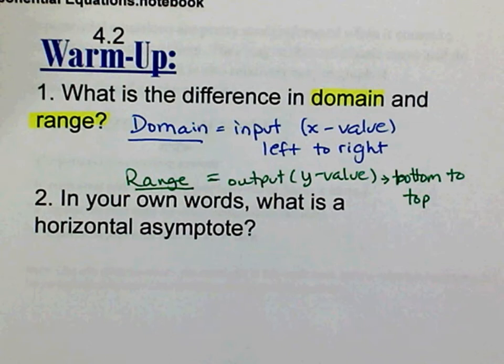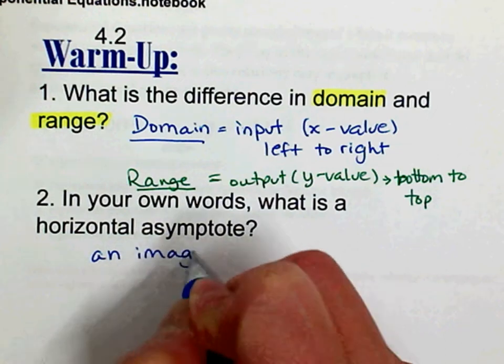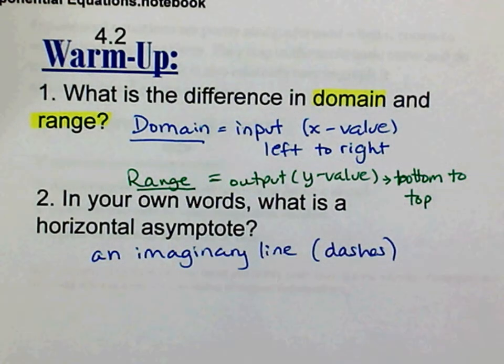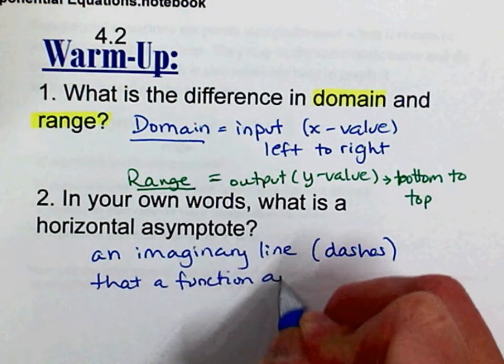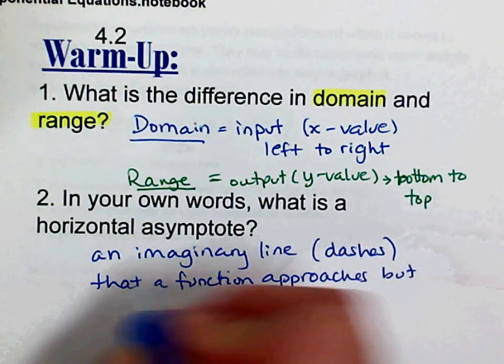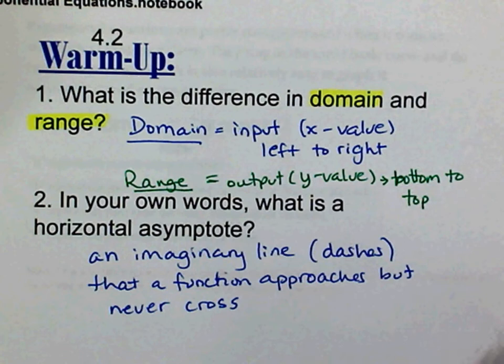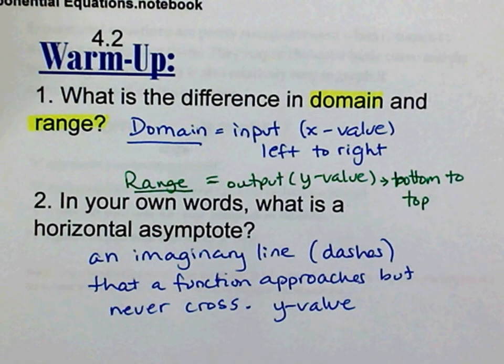Now for part 2, it says in your own words, what is a horizontal asymptote? Go ahead and take a moment and put it in your own words. So a horizontal asymptote is an imaginary line. In our case, when we draw it, we draw dashes to denote that it's an asymptote. It is an imaginary line that a function or graph approaches but never crosses. And since it's horizontal, it is always going to be a Y value, Y equals some number. So there you have your horizontal asymptote.